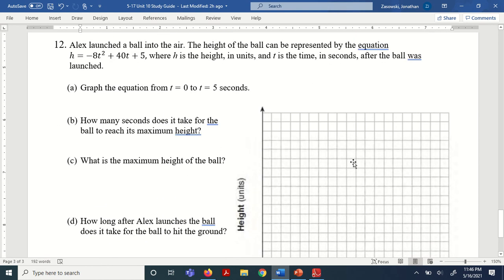Last question on the chart here. Alex launches the ball into the air. The height of the ball can be represented by the equation h equals -8t² plus 40t plus 5. H is the height in units. T is the time in seconds after the ball was launched.